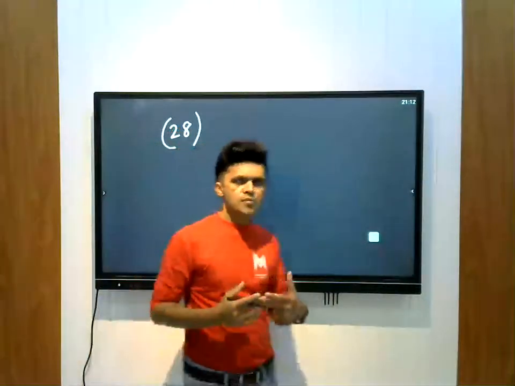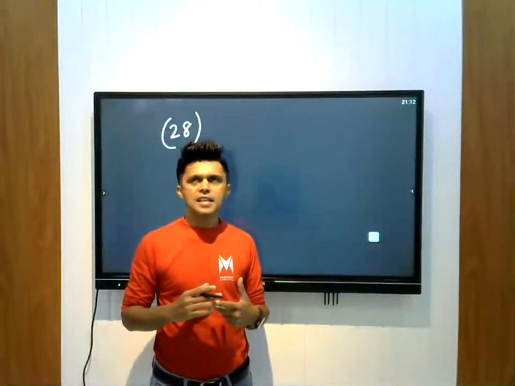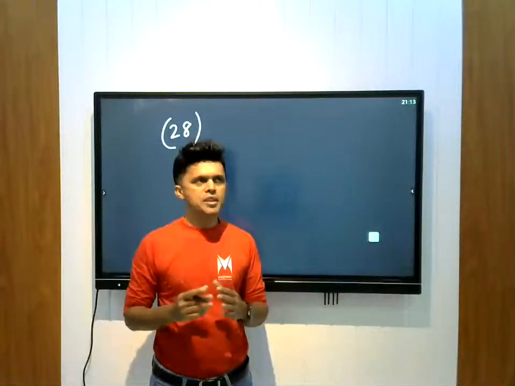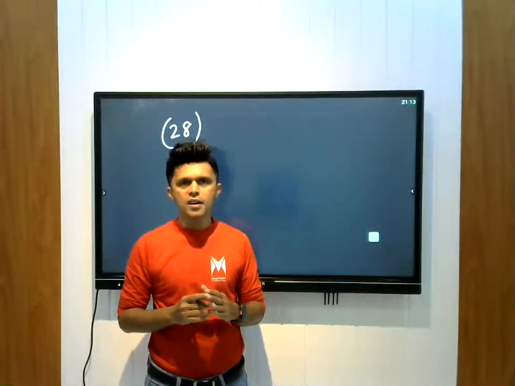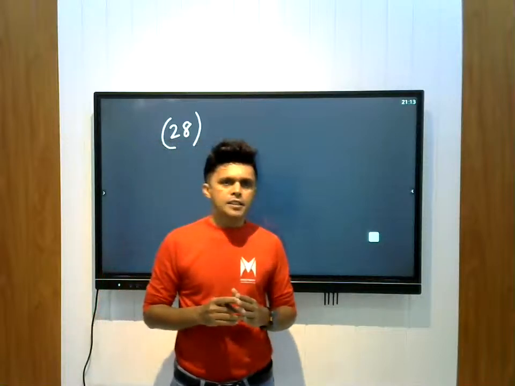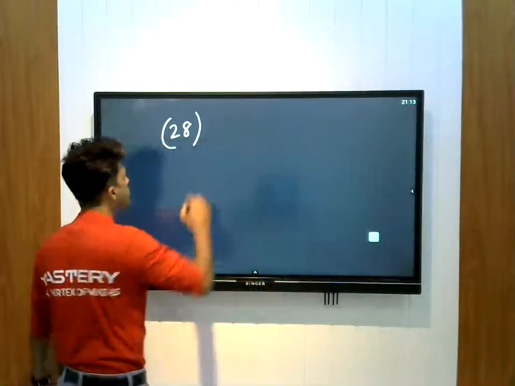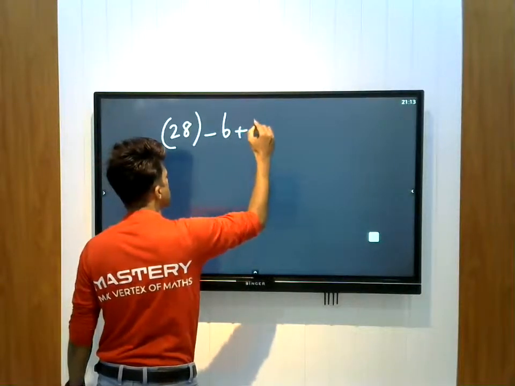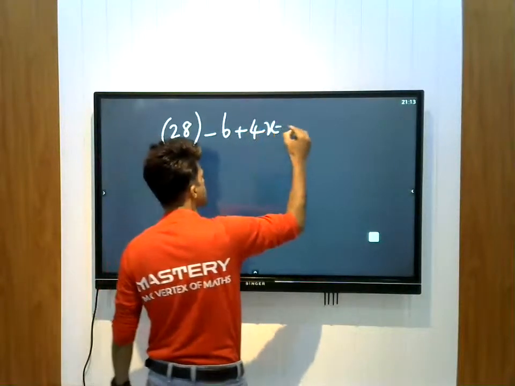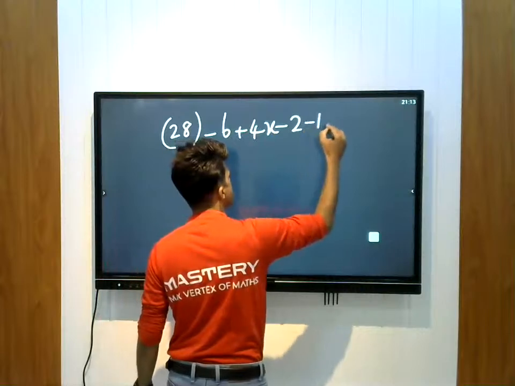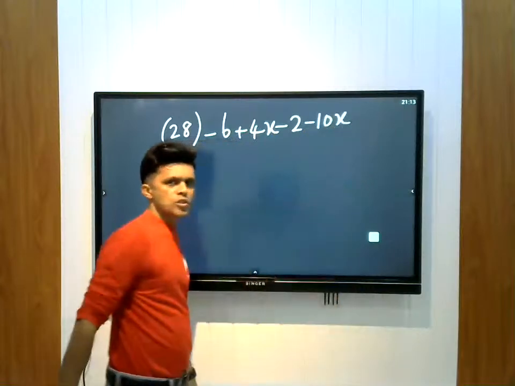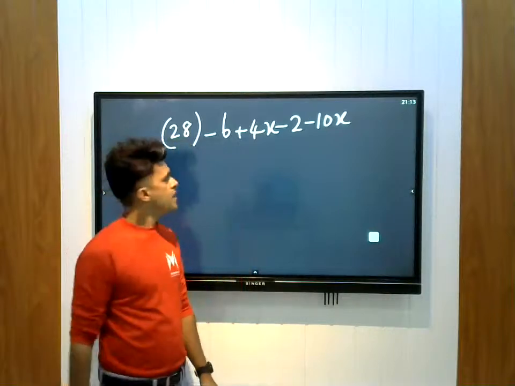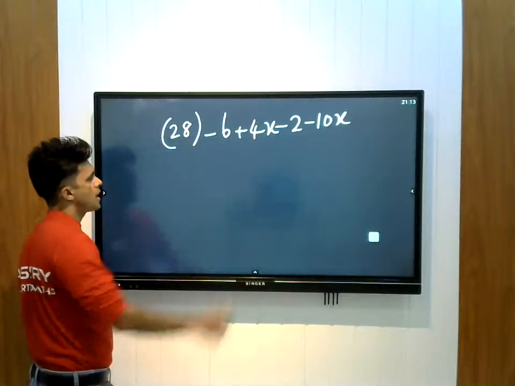Remove brackets and simplify. Before that, I need to teach you another segment that needs to be known. Anyway, so this one: minus 6 plus 4x minus 2 minus 10x. How can you do this type of one?